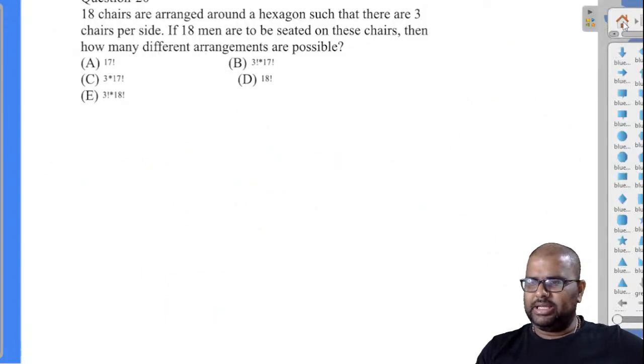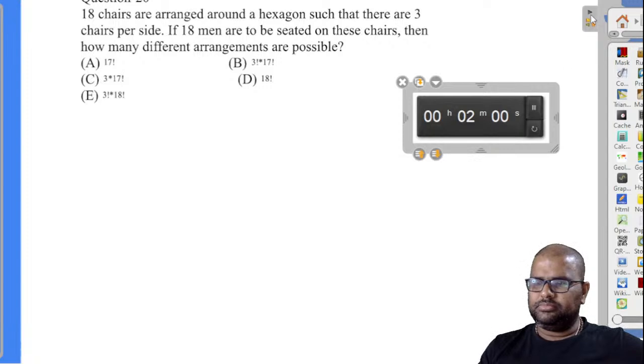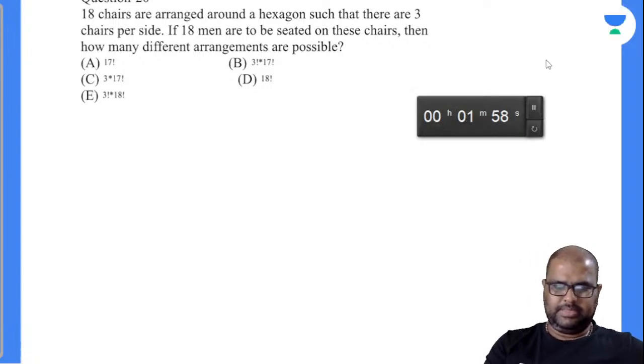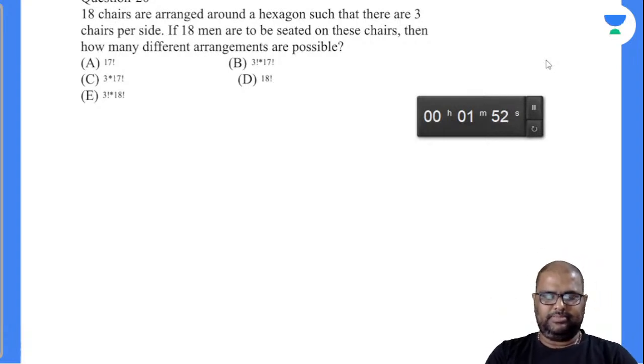Let's see how many can solve this. I'm waiting for your answer. Try this. And tomorrow I'll be solving 2 more sets. Let's complete 3 more questions. We'll complete those 3 questions.